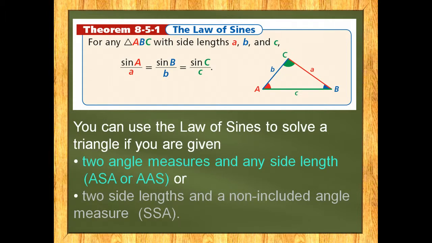You can use the law of sines to solve a triangle if you are given the following information: two angle measures and any side length, such as angle side angle or angle angle side, or two side lengths and a non-included angle, like side side angle.